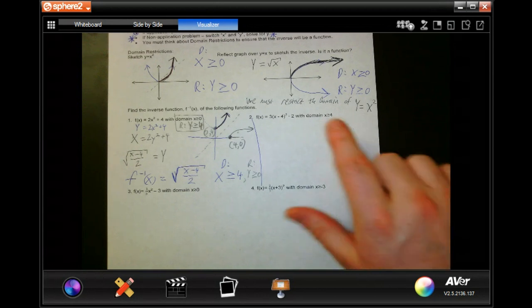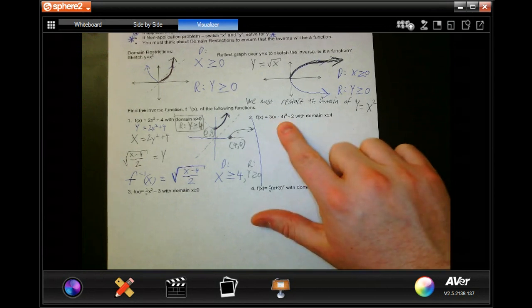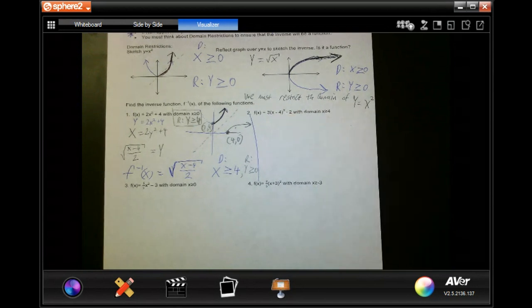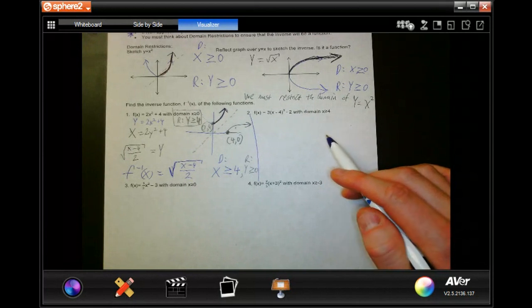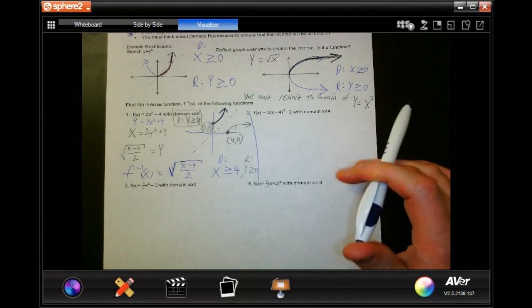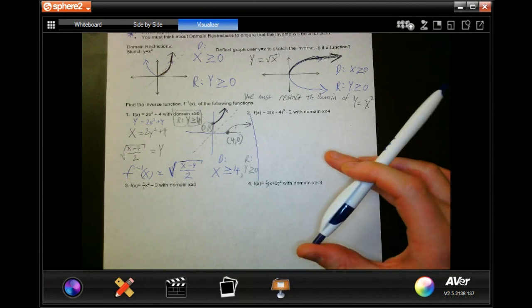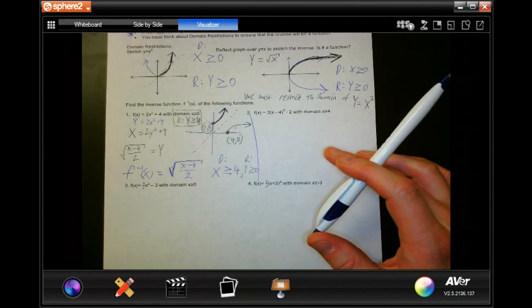Last thing here. When you see a quadratic and they're looking for the inverse, what kind of function are you going to end up with as an answer? What kind of function did you guys end up with? Yes, a square root. Good.